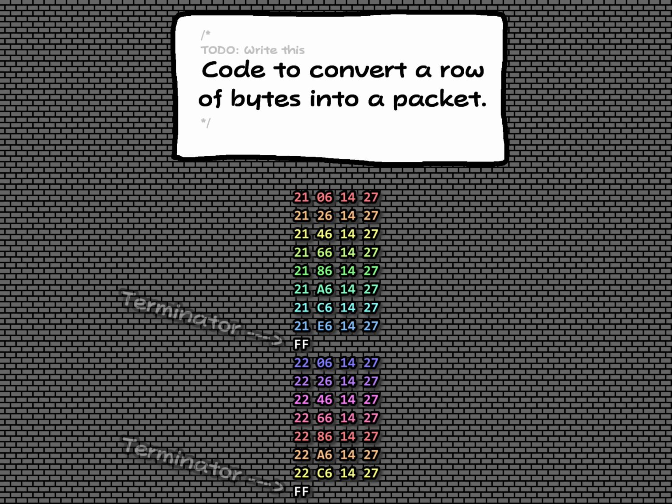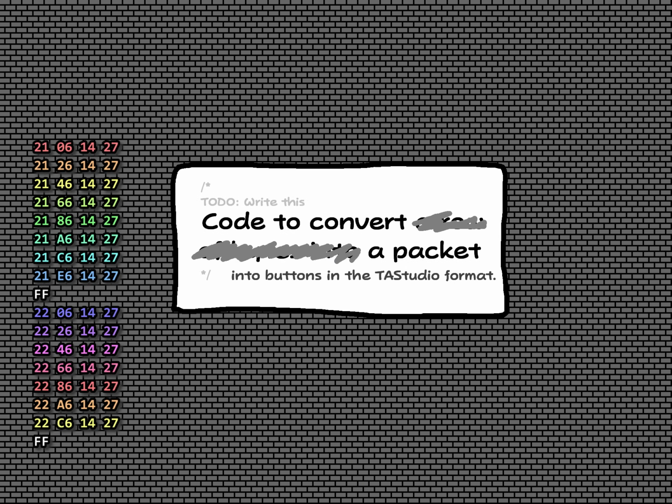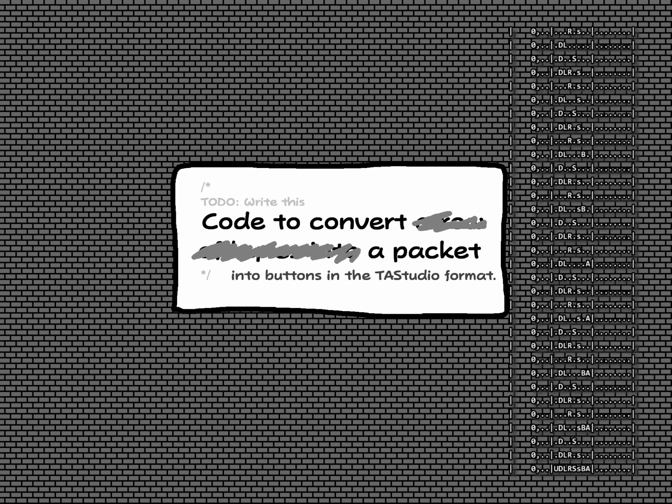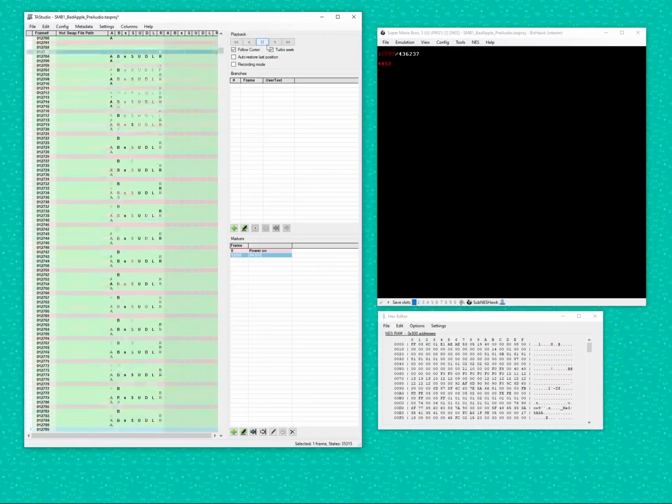You might notice there are 2 terminators here, that's because we're spending 2 frames for each image. Now we'll write a function that takes in the bytes of our packet and converts each byte into the TASVideos button format. Paste in the inputs, wait a few minutes, and we're ready to watch the TAS.